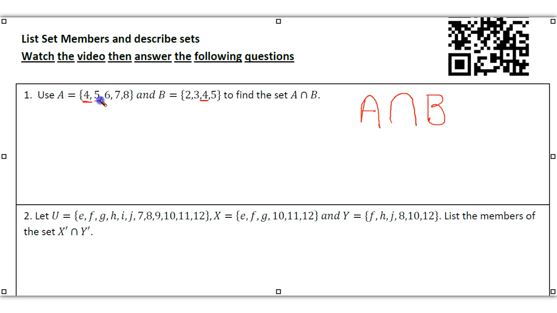5. 5 is found in both. 6, no. 7, no. 8. So the only ones, and we write it using braces, 4, 5. Now remember, order is not important, but probably it's nice to put it in ascending order.